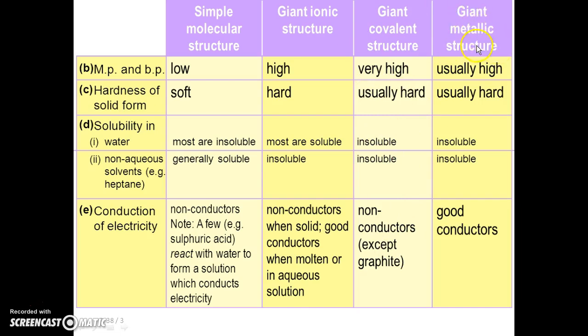A giant metallic structure is the only structure that can conduct electricity in the solid state. That is the unique characteristic of a metallic structure. And at last, if all three properties do not match, then usually the structure will be a giant covalent structure.